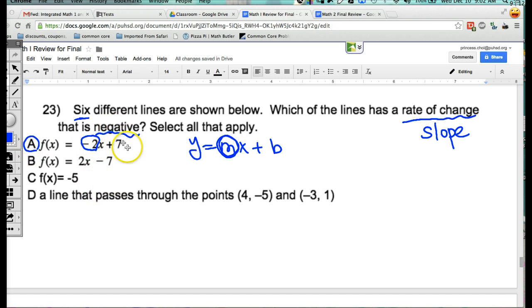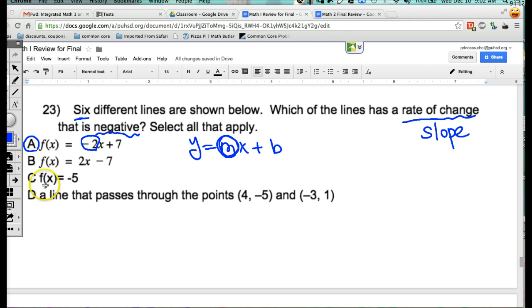Now some people get confused and then they would see B, and then they would see 2x minus 7, and they are like, oh, Miss Choi, but negative 7 is a negative number too. Yes, I know, but that is not the slope, is it? That is actually the y-intercept, and they're not looking for a y-intercept that is negative. They're looking for a slope that is negative.